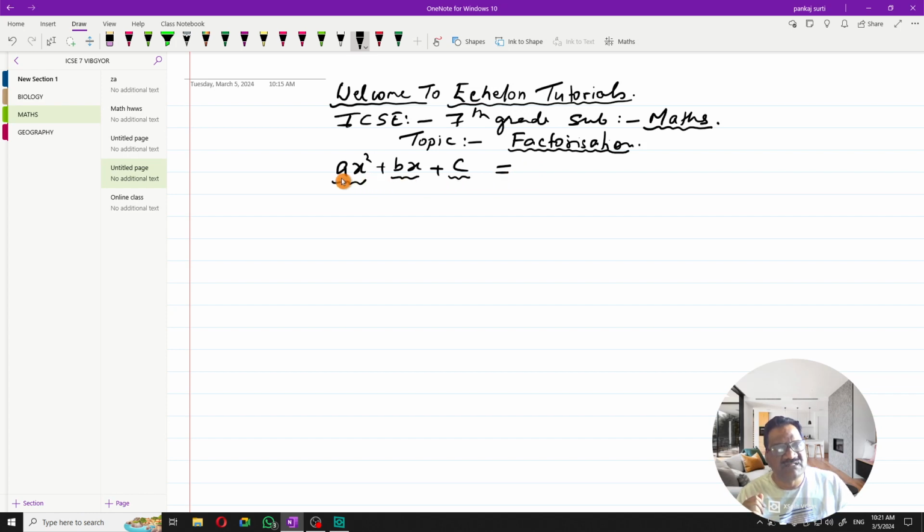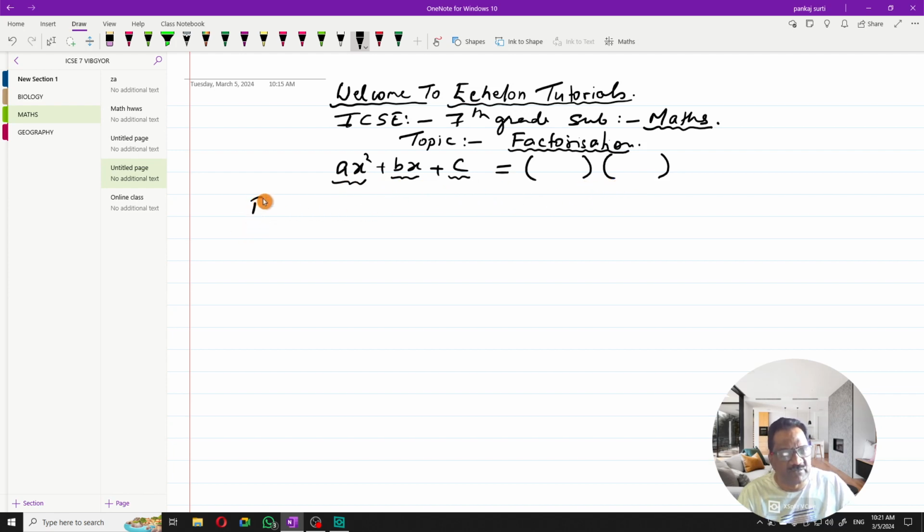Okay, so this ax square plus bx plus c can somehow be written as some term multiplied by another term. Okay, something multiplied by something. This process is known as factorization, precisely. Okay, so factorization is basically converting an expression in a sum or difference form into a product form.